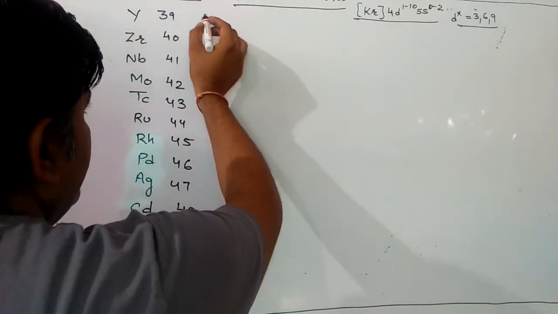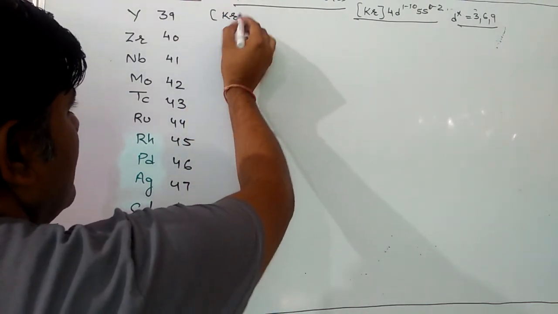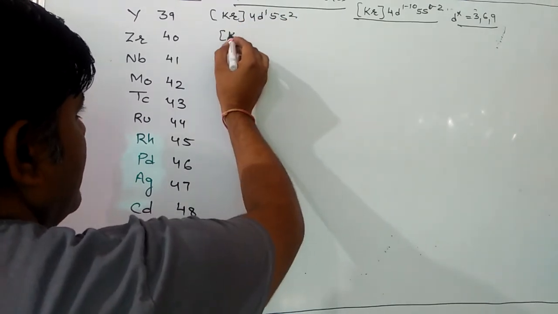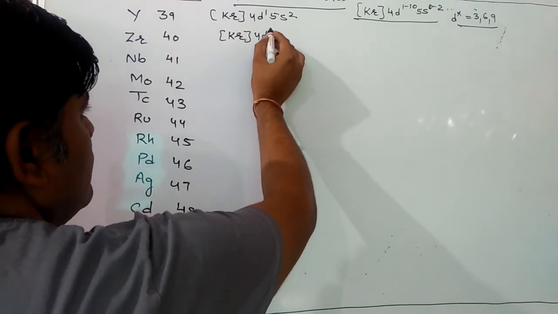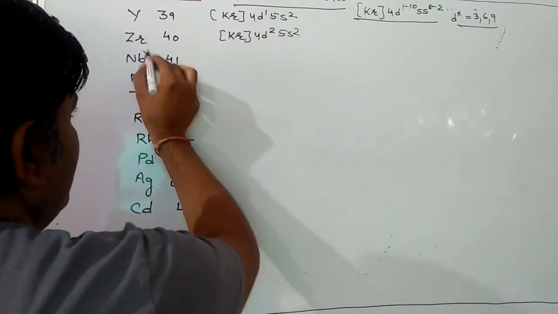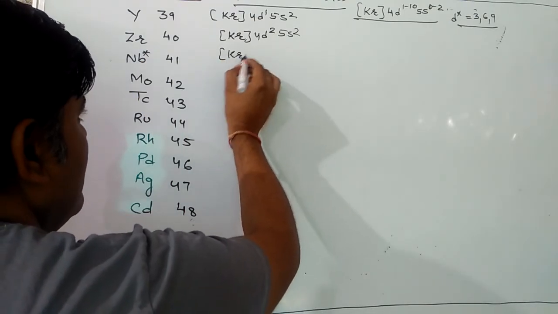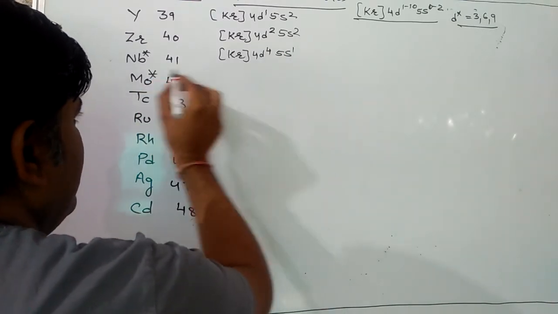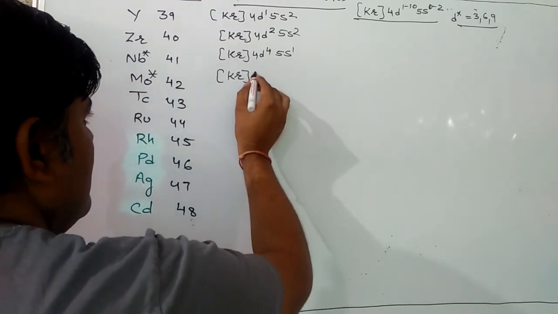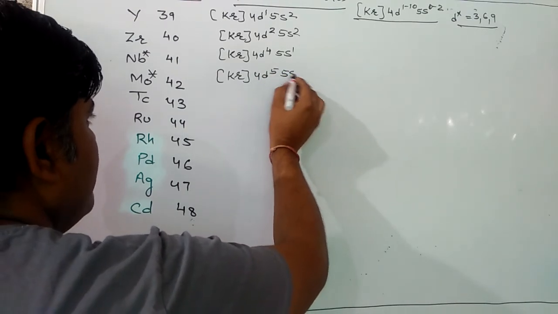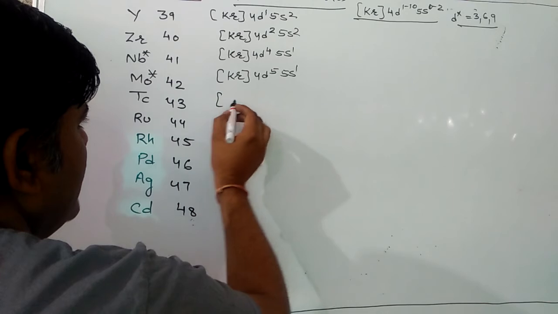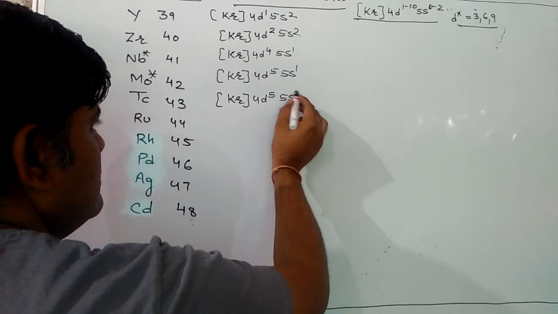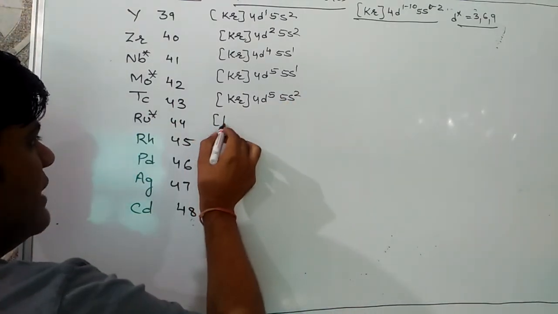For yttrium it will be krypton 4d1 5s2. For zirconium it will be krypton 4d2 5s2. For niobium it will be exceptional, krypton 4d4 5s1. For molybdenum it will be exceptional, krypton 4d5 5s1. For technetium it will be krypton 4d5 5s2.